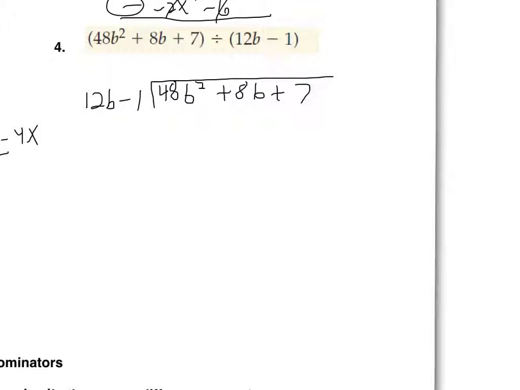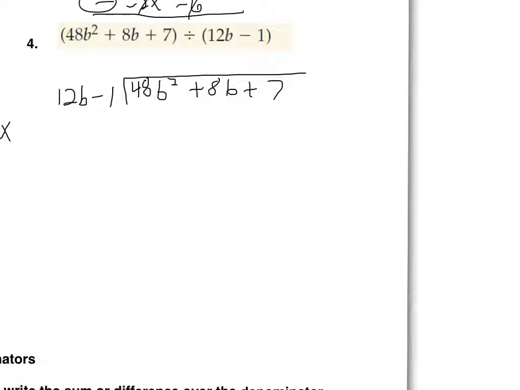Again, we need to ask ourselves, what do we need to multiply 12b by to get 48b squared? It might be helpful to write this one out. 12b times what equals 48b squared? Well, let's take it apart, number and letter. If you just look at the numbers 12 and 48, basically we're dividing 48 by 12. What do you have to multiply 12 by to get 48? 4 is what we would need. And for letters, this one has b, this one has b squared, so you need to multiply it by a b. So 4b is what we're going to multiply by.